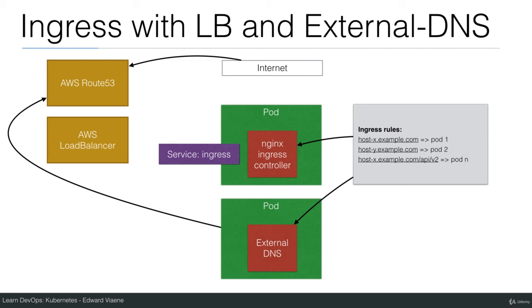Then the client comes in, it's going to go to AWS Route 53 to get the IP address of a host name, for example host X example.com. Route 53 will reply with the IP address. The IP address will be of the load balancer, so it will connect to the load balancer. Load balancer will connect to the ingress service. Ingress service will redirect the traffic to the ingress controller. Ingress controller will read the rules and will see that it needs to route this request to pod 1.